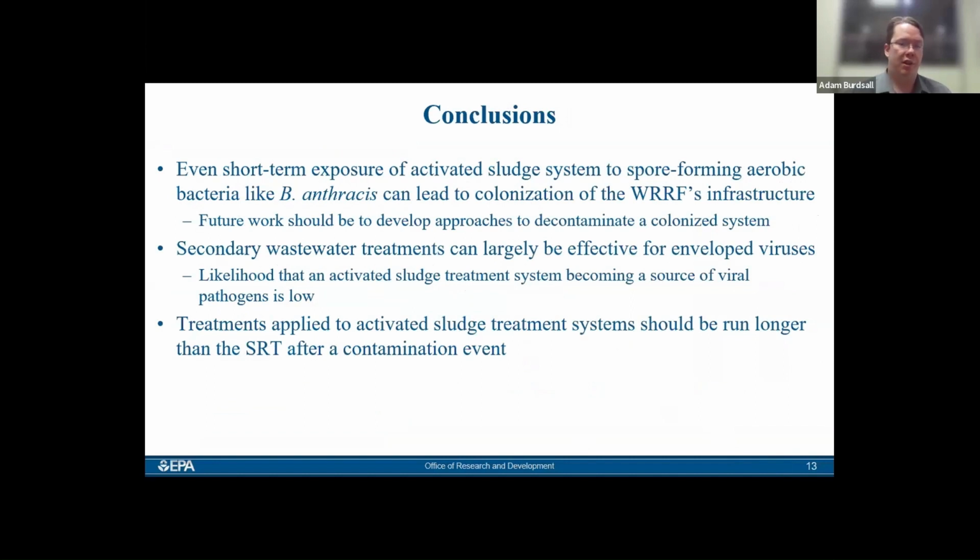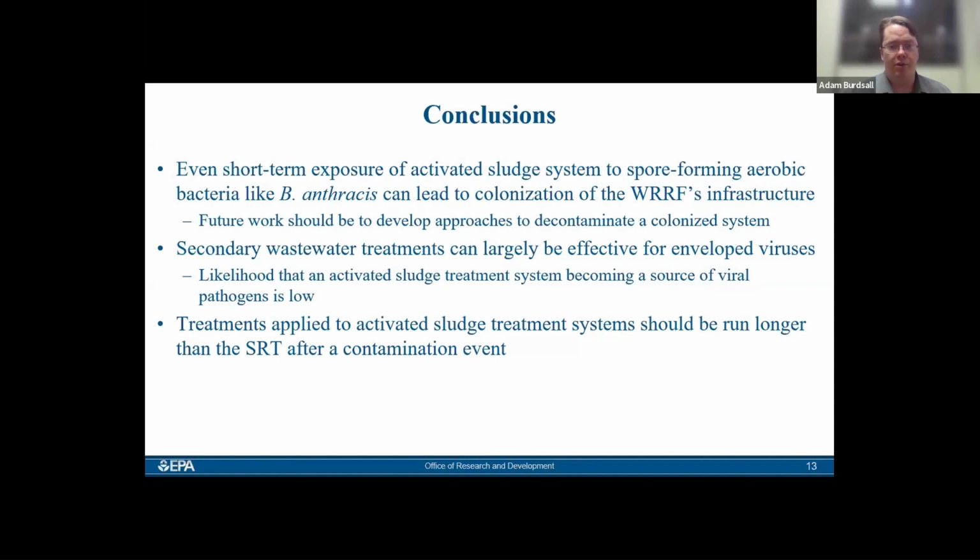The conclusions from this study indicated that even short-term exposure of an activated sludge system to a spore-forming bacterium like Bacillus anthracis that would require oxygen could lead to colonization of the wastewater treatment plant's infrastructure, causing the plant's own system to actually become a source of future pollution. Future work on this topic should include development and testing of approaches to decontaminate these systems after they've been colonized.